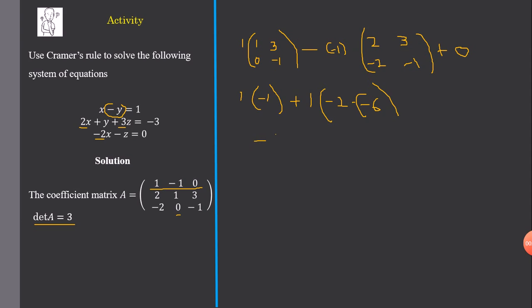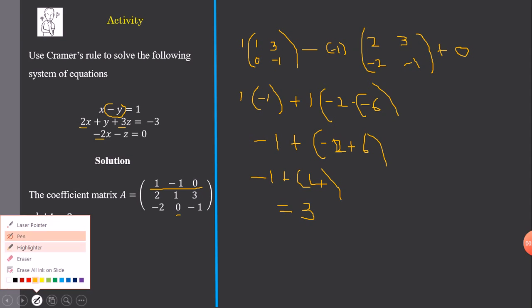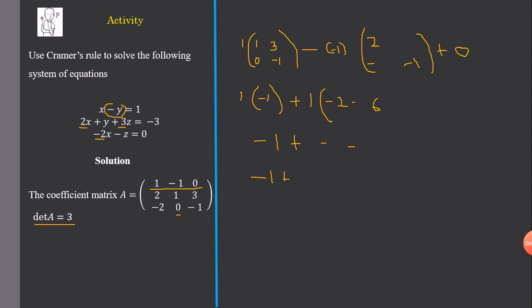This will give us -1 plus -2, -2, this will be plus 6, that will give us -1 plus 4, that should give us 3. Therefore the determinant of this matrix is equal to 3. Now you know how to find the determinant of that matrix. After finding the determinant of this matrix, we shall continue to the next step.